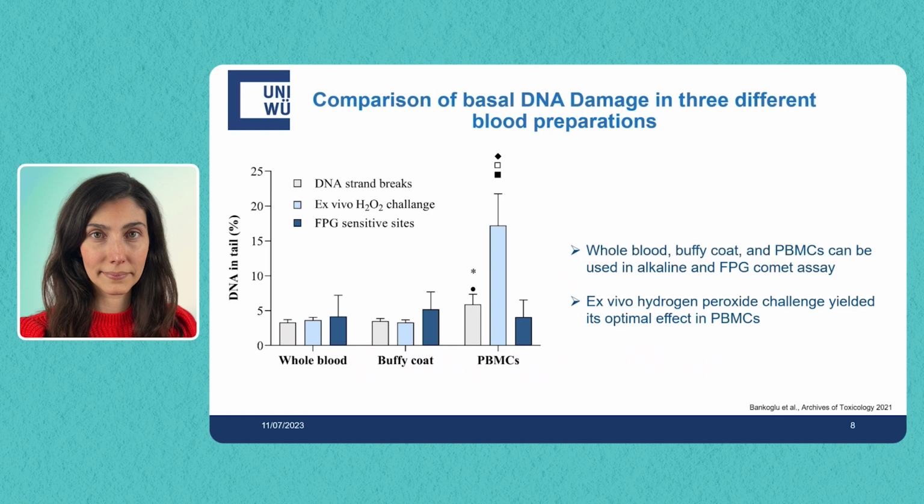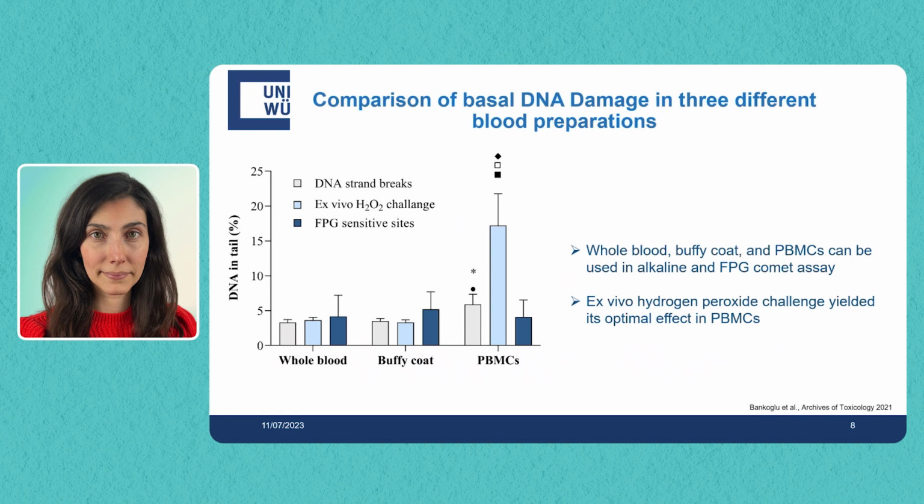So what we see here is whole blood, buffy coat, and PBMCs. In the basal DNA damage, the DNA strand breaks between whole blood, buffy coat, and PBMCs don't differ much. So we can use all three samples for measuring this. PBMCs have a slightly but significantly higher level of DNA in the tail compared to the whole blood and buffy coat.